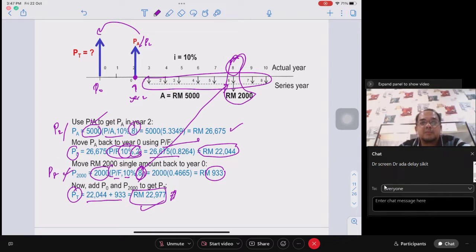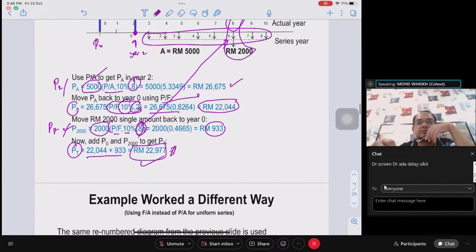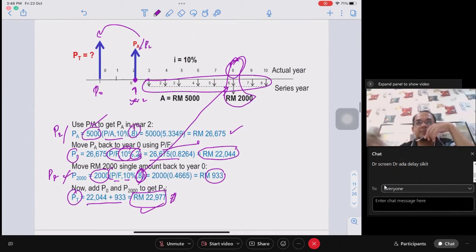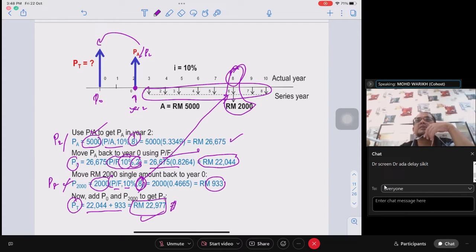Okay, question? Boleh tak? Okay, boleh eh? Delay. Okay tak sekarang? Ada delay ke okay? Okay kan? Boleh nampak sambil screen eh? Okay, Doktor. Okay, boleh eh? Alright. Okay, tengah digest.